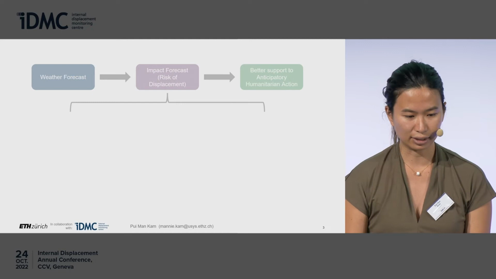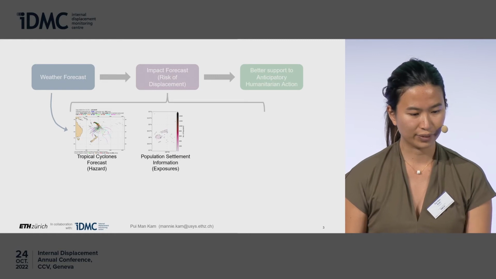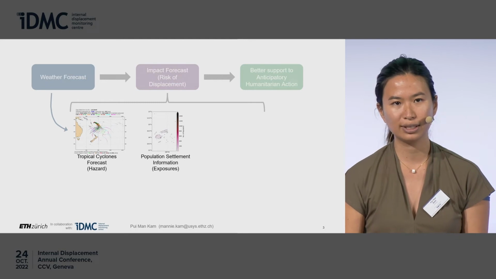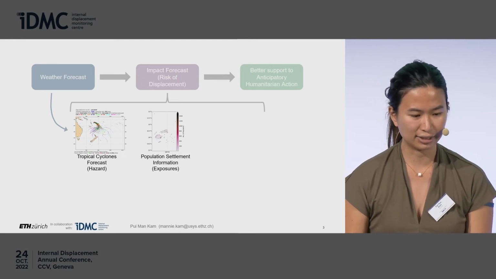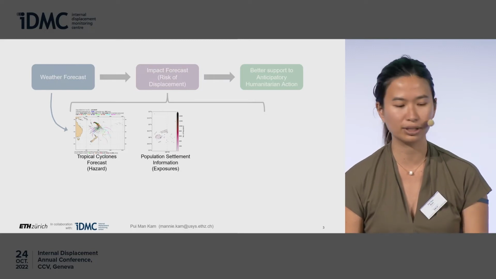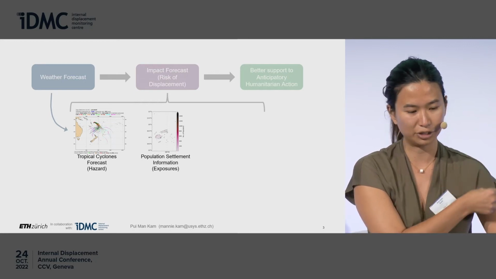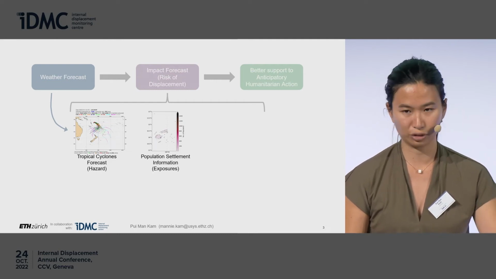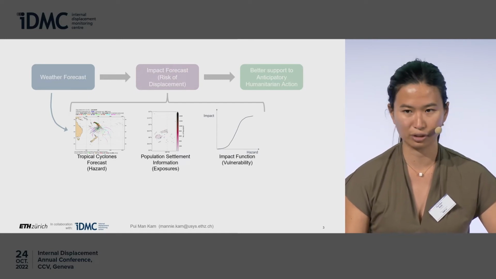And to build that, I need multiple ingredients to make it happen. So the first is the tropical cyclone forecast that is actually retrieved in real time from the European Centre for Medium-Range Weather Forecasts, ECMWF. They update the tropical cyclone forecast twice a day, and I can already retrieve them in real time. And the second component is, of course, I need to know the population settlements. I need to know where people stay. I need the geographical information of where the people are in order to make the prediction. And the third that's been discussed is the impact function or the vulnerability.